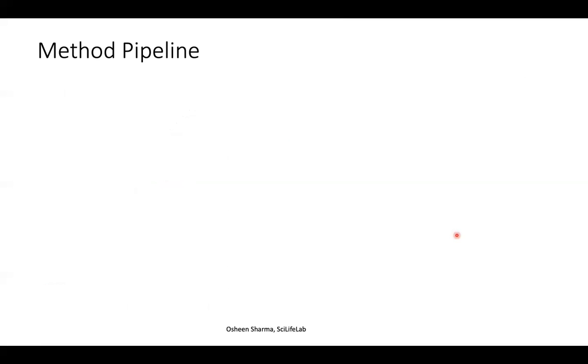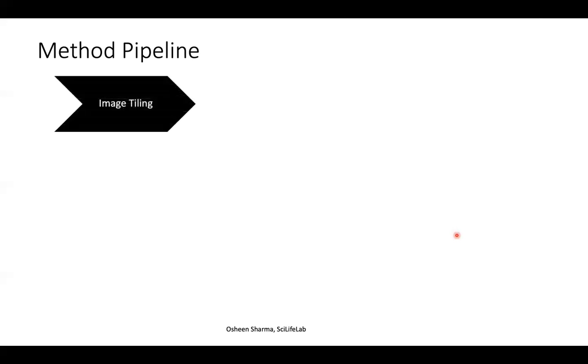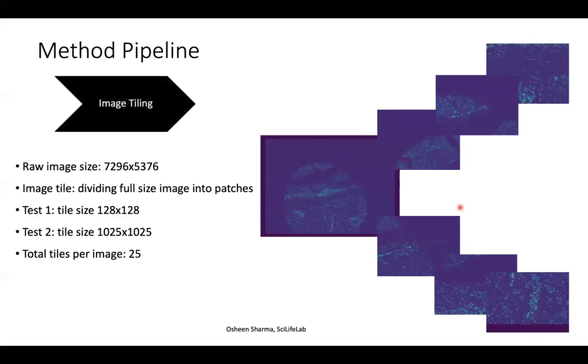The next step was to reduce the size of the high-resolution fluorescent images, by dividing the images into small square patches called tiles. The main aim of this approach was to make the images small enough so that they can be used to train the neural network and will require less memory. Here, 2 different tiling sizes were used, 128 by 128 and 1025 by 1025. This was mainly done to decide which size is appropriate to train the neural network.